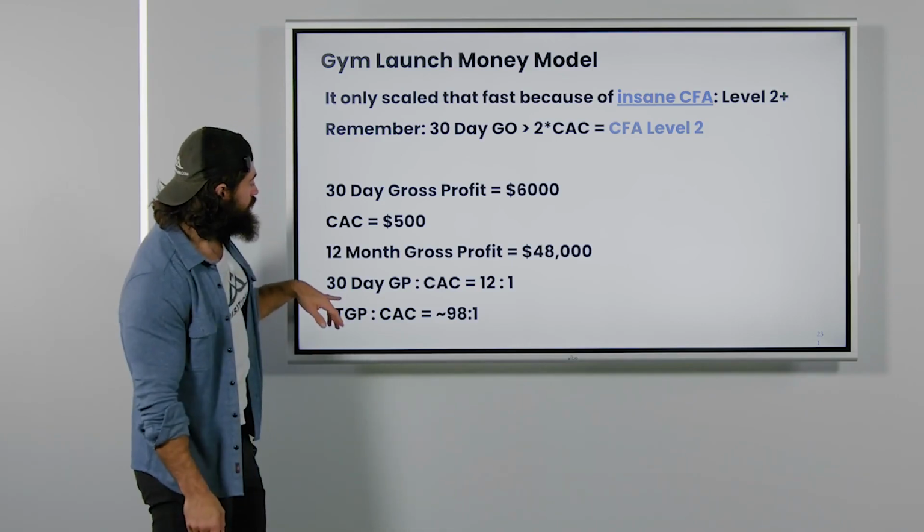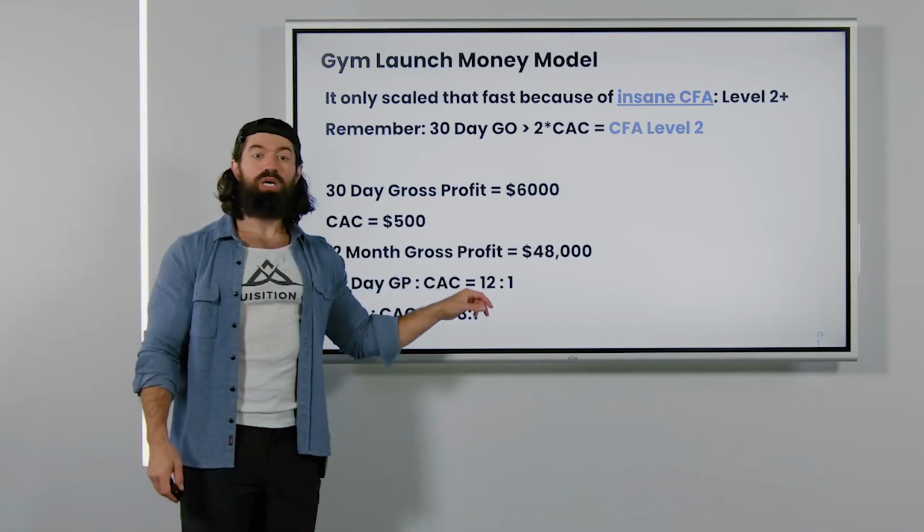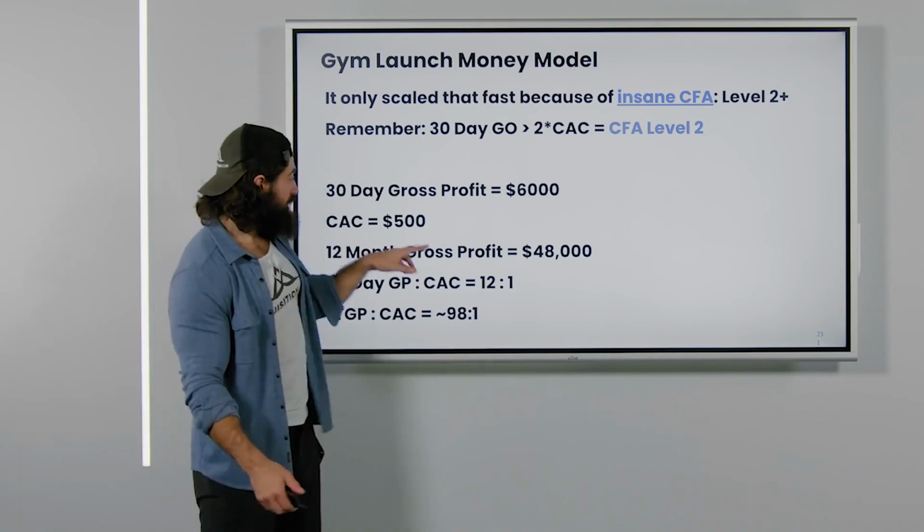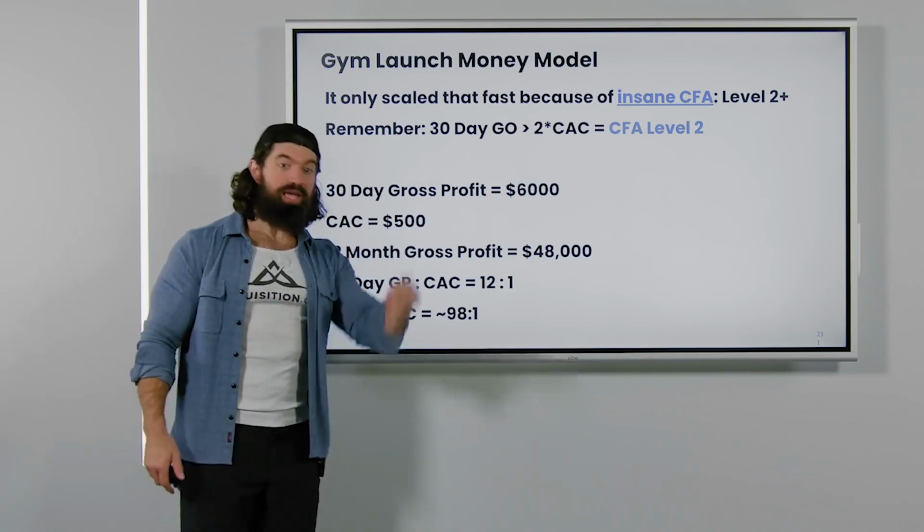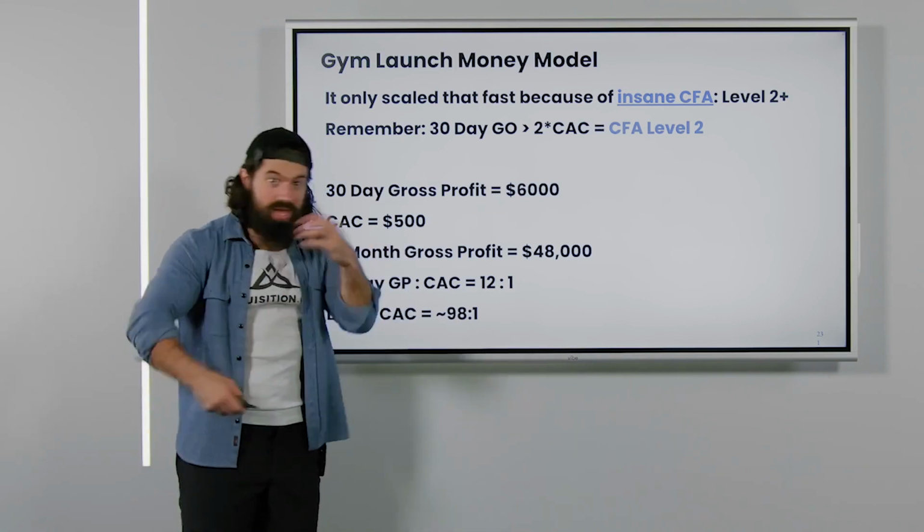All right. And so our 30-day GP to CAC was 12 to 1. So within 1 month, if I spent $500, I got $6,000 back in the first month. So I'm making money.